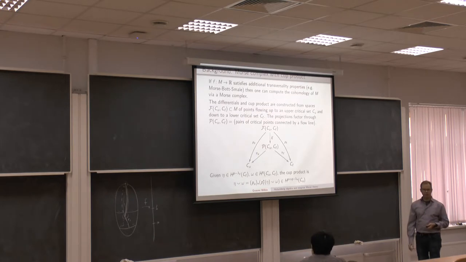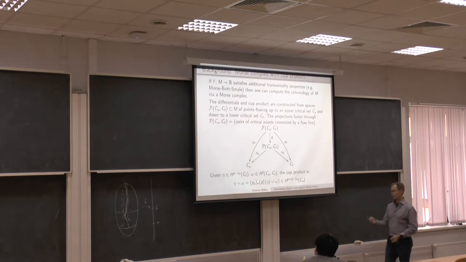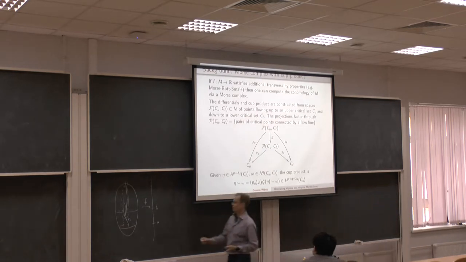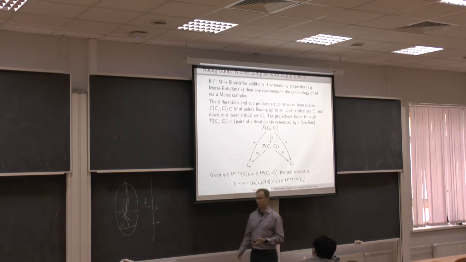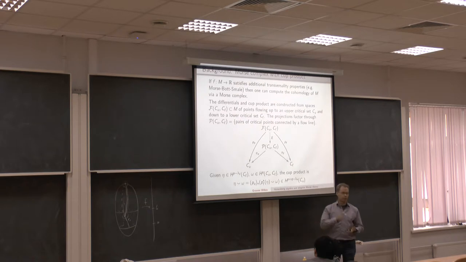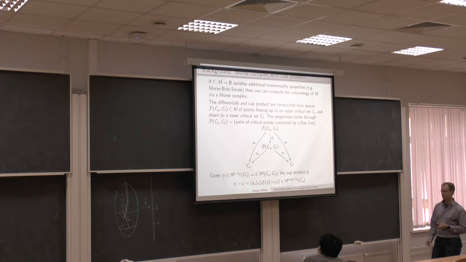Something that's not emphasized in the literature on this, but I want to emphasize in this talk, is that these maps factor through the space of pairs of critical points connected by flow lines. In this picture it's not so exciting, there's only one pair because the critical points are distinct. But if you have critical manifolds, you can look at how the manifolds are related by flow lines. You want to look at all the pairs such that one point is an upper critical point and one point is a lower critical point for a flow line. There's an actual forgetful map from F down to P.